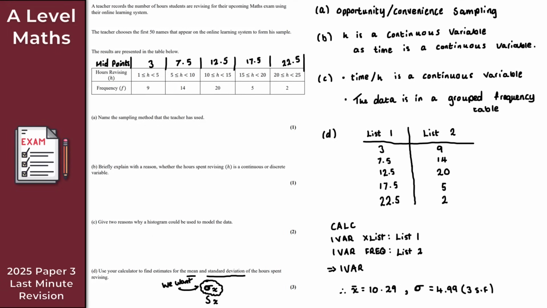So hopefully this demonstration of how to use your calculator to find estimates for the mean and standard deviation of a grouped frequency table has been helpful, right? Hopefully, fingers crossed, we might get a question on Thursday based on this. But anyway, there we have it. That is the solution to question 7.